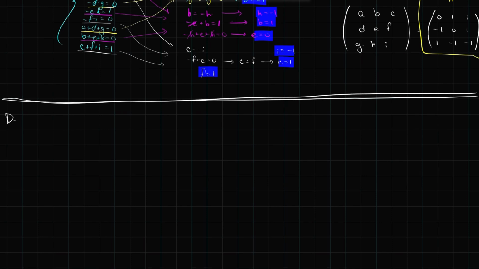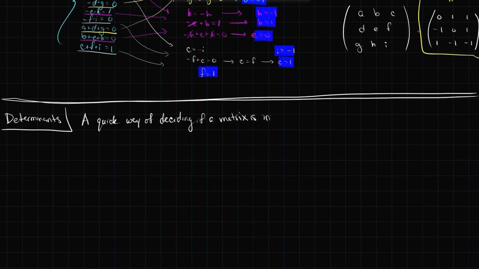Let's talk about our next topic, which is called determinants. Determinants are a quick way of deciding if a matrix is invertible. So invertible meaning has an inverse.